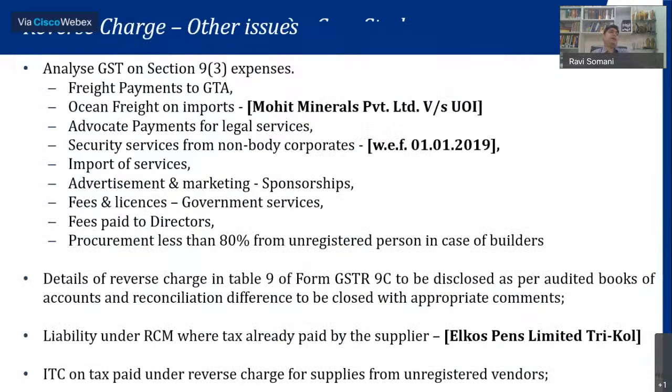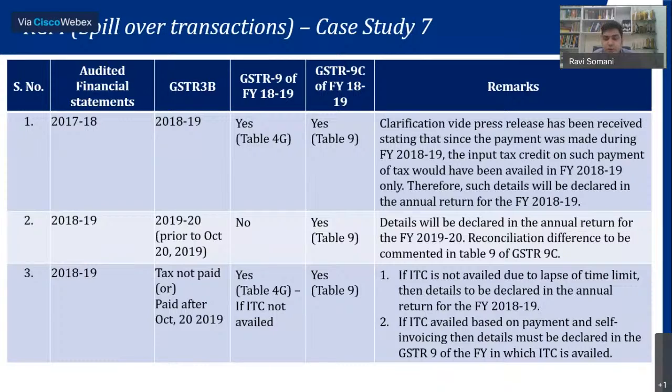So I'm not going into the entry by entry discussion because I know there are a lot of issues that we can discuss. But today's focus, I would leave it only to the audit perspective. I would say that as a taxpayer, as an auditor, we need to look at all the expenses as per the books of accounts, thoroughly review those expenses, and then form a view whether or not any tax liability payable under reverse charge has been missed out. Very important: we cannot simply go by 3B. We need to dive into the books.